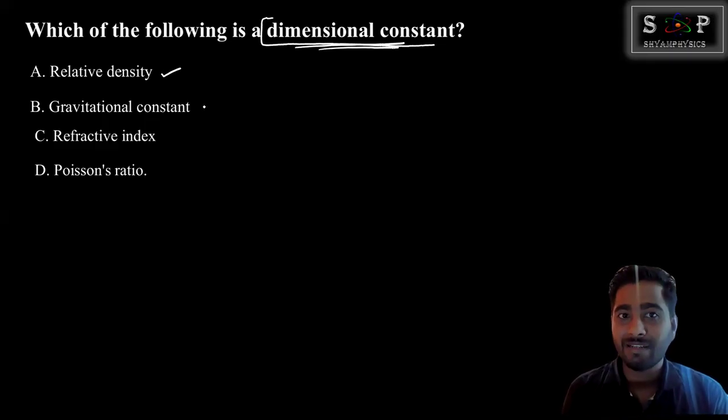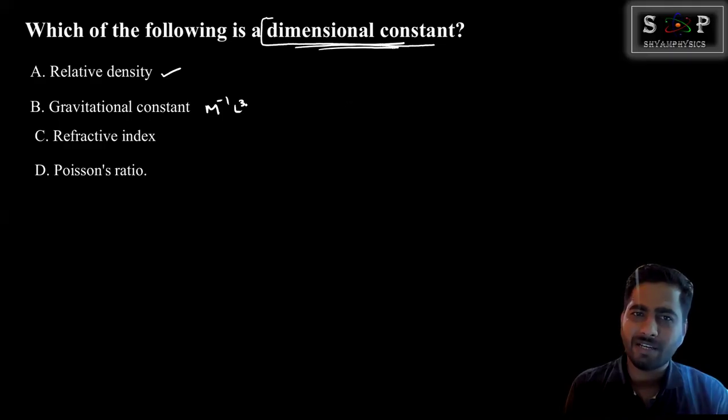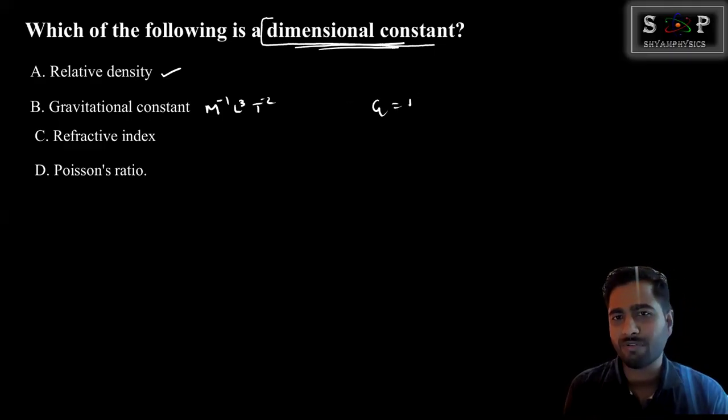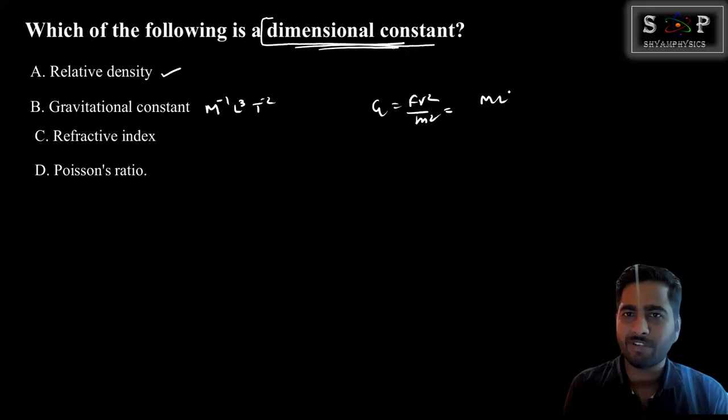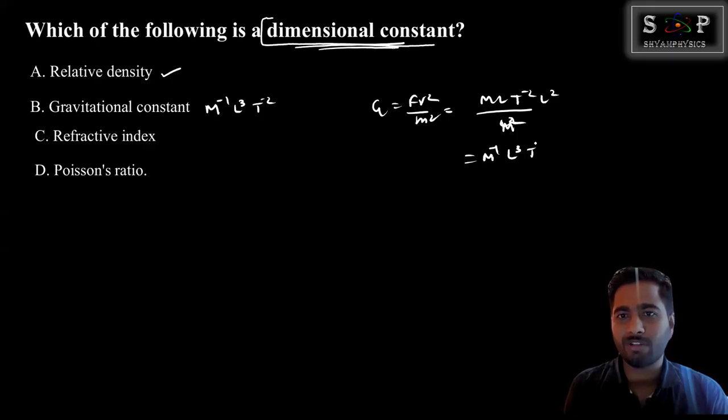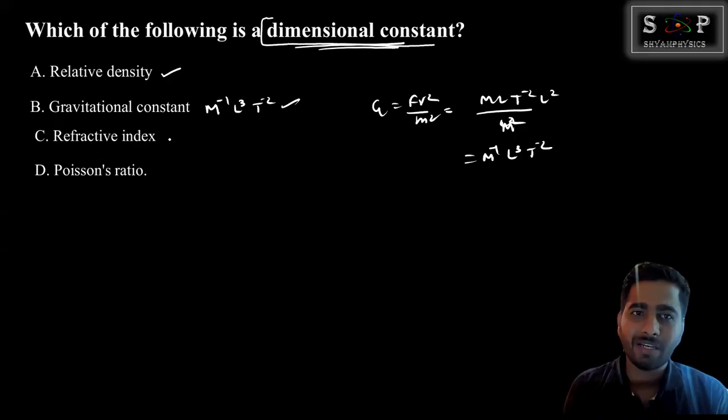Gravitational constant, it carries dimension. M^-1 L to the power, how much did we receive over there? 3 I think, and T^-2. Well, let's check. G is equal to F r square by m square. So M L T^-2 divided by L^2, and here r square is L^2, m square is M^2. M^-1 L^3 T^-2. Yeah, exactly right. Refractive index obviously does not carry any dimension.